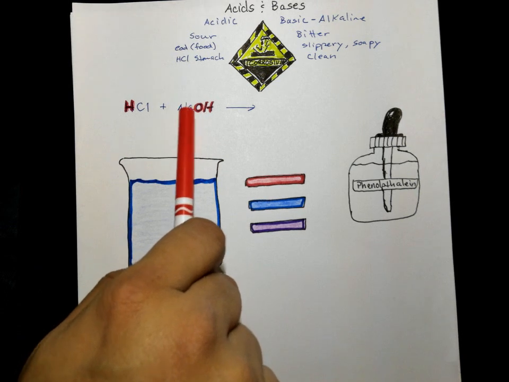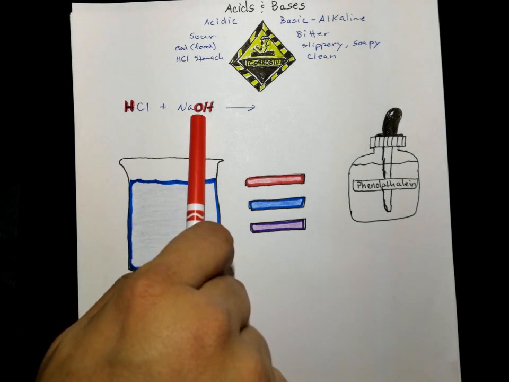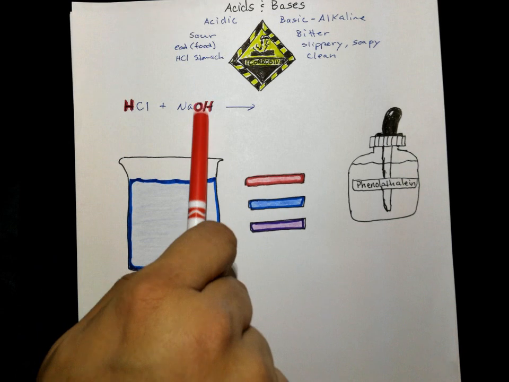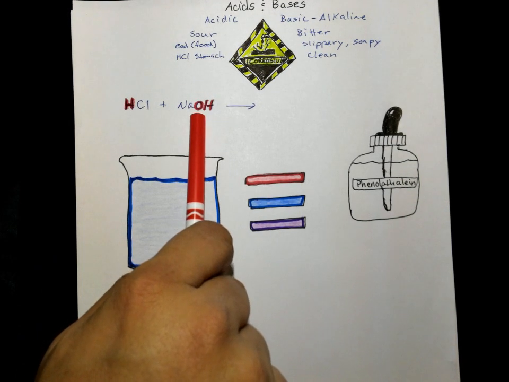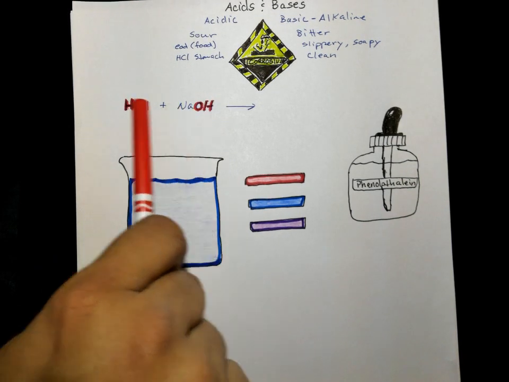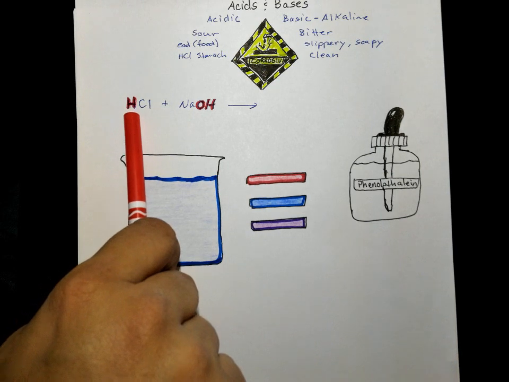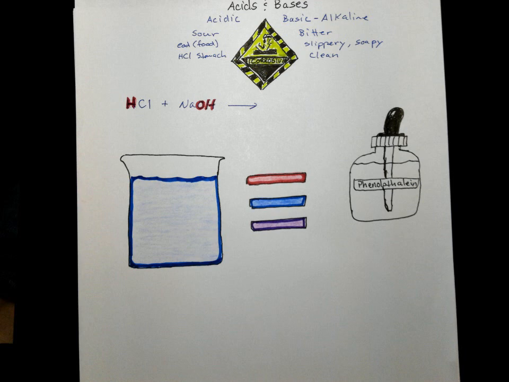And bases dump hydroxides into solution, and that's what makes it basic or alkaline. So the more hydroxides you have in solution, the more basic it becomes. The more H's you have in solution, the more acidic it becomes. But if you start dropping both of them in solution, they actually cancel each other out. This is what we call a neutralization reaction.